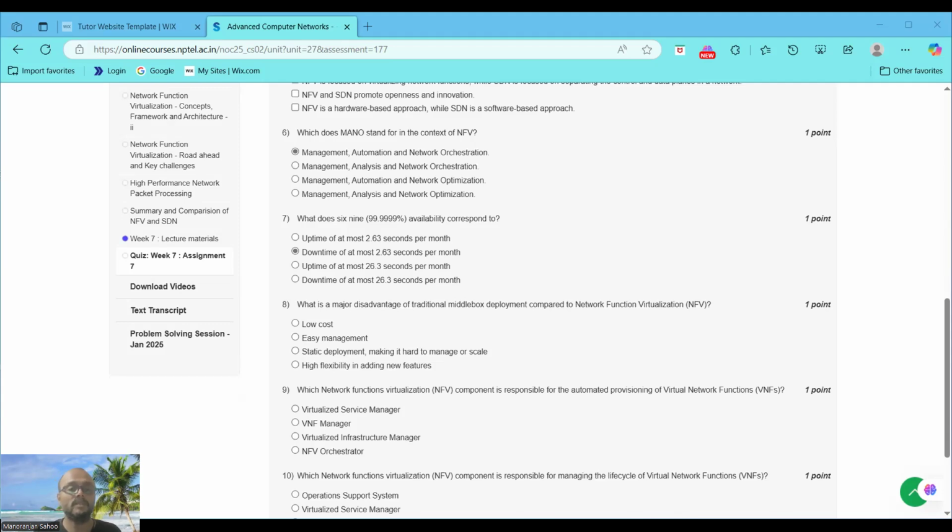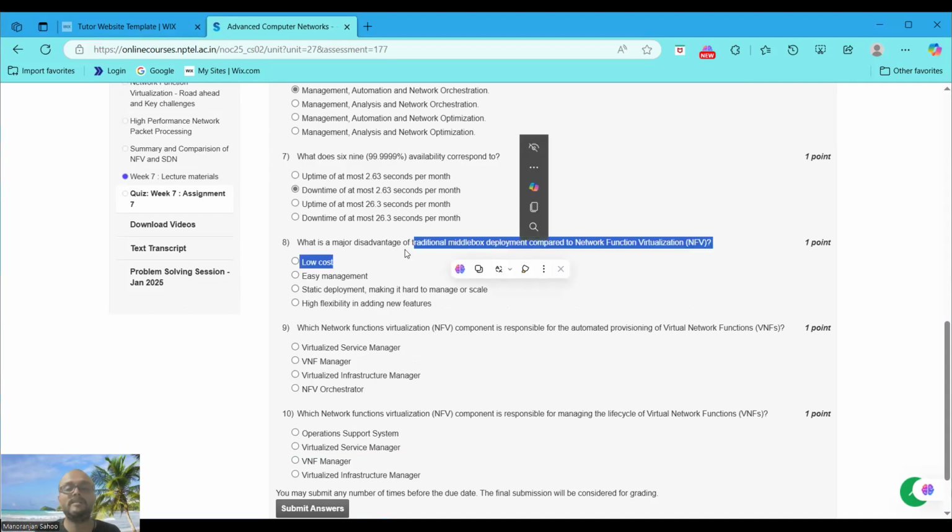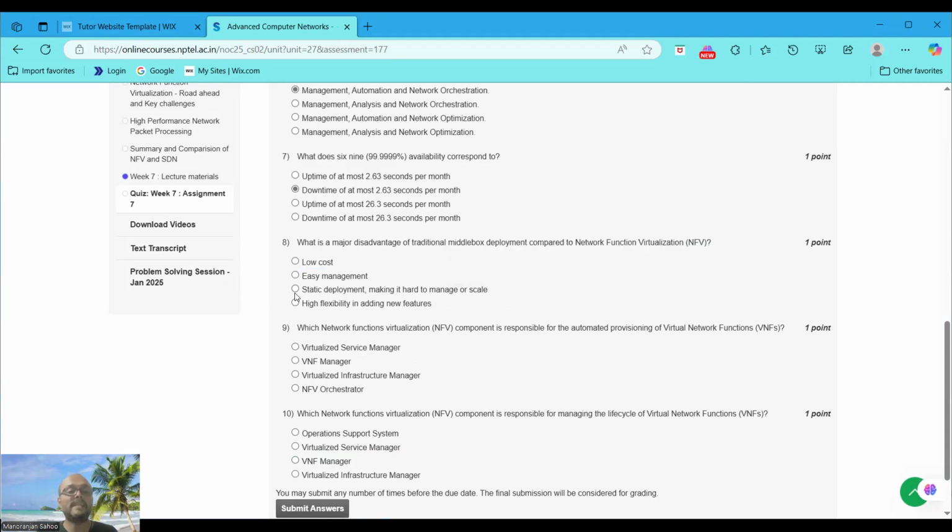Got it? Now, moving to question number 8. What is the major disadvantage of a traditional middlebox deployment compared to network function virtualization? The major disadvantage is static, constant deployment, making it hard to manage or scale. Traditional middleboxes are hardware based and physically deployed, leading to static deployments that are difficult to scale or reconfigure.